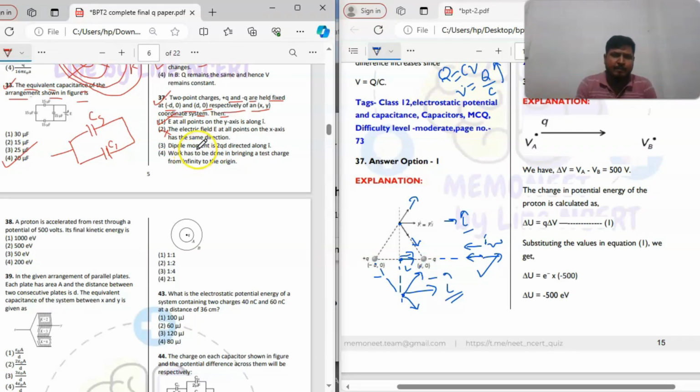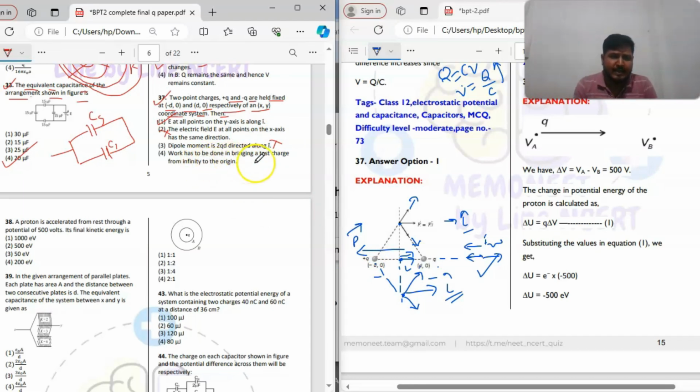Now, the dipole moment is 2qd and directed along minus i. No, because what is the direction of the dipole moment? It is always from negative charge to positive charge. So this is a negative charge, this is the positive charge. So this is the direction of our dipole moment. So this is also a wrong answer.